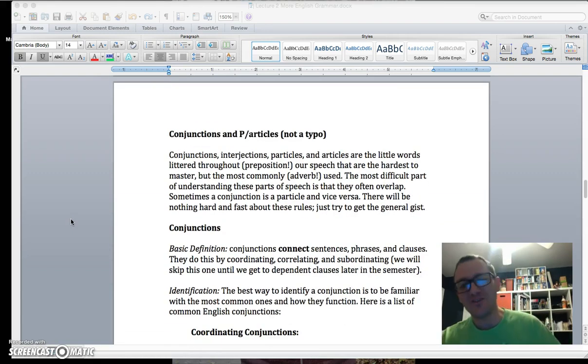Moving along, conjunctions and particles slash articles.